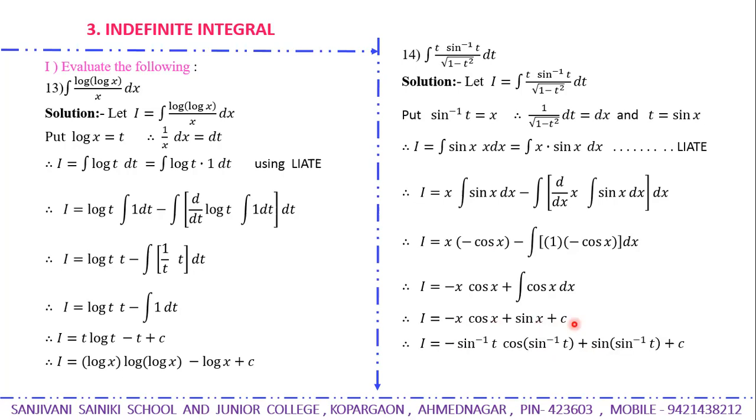But already we have substituted sin inverse of t is x. So again we have to back substitute the value of x. How? The x is sin inverse of t. So minus sin inverse of t into cos of sin inverse of t plus sin of sin inverse of t plus c. But sin of sin inverse of t is nothing but t. So minus sin inverse of t into cos of sin inverse of t plus t plus c is the integration of this function.